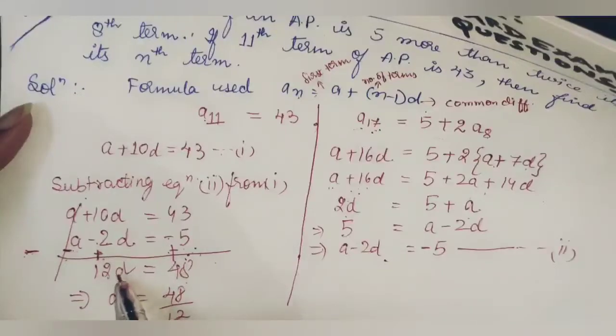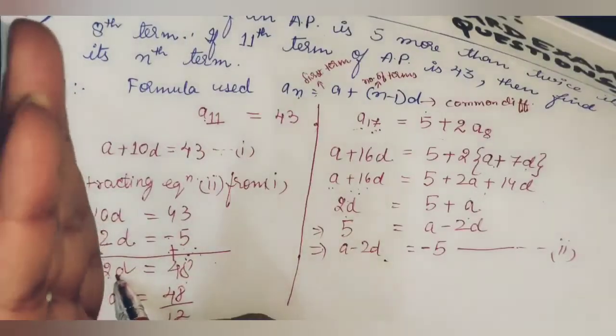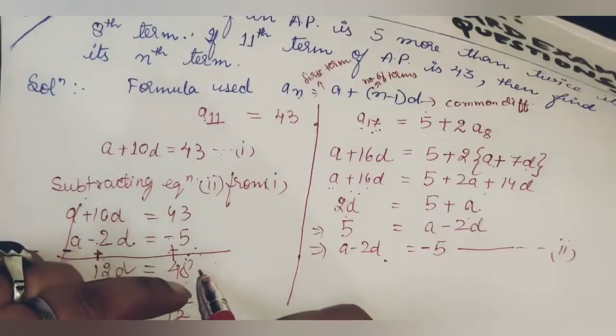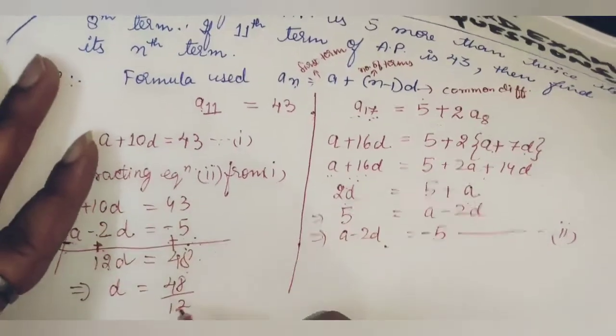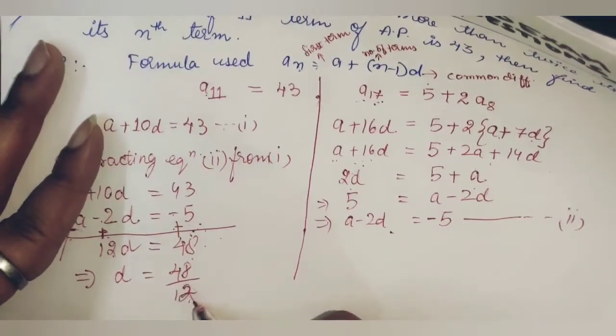This 12 is multiplied with d at the left hand side. So if it goes to the right hand side, it will automatically go to the denominator end.